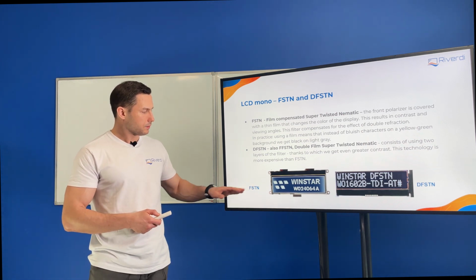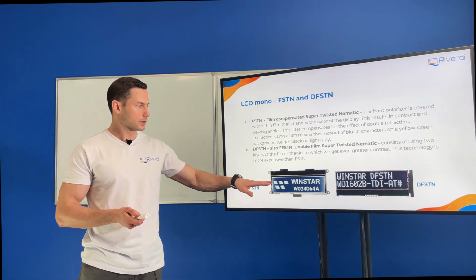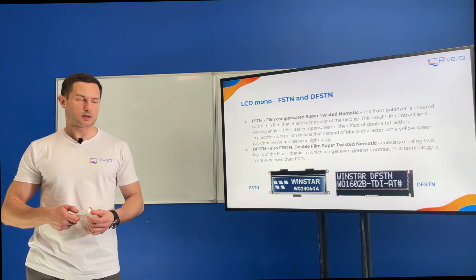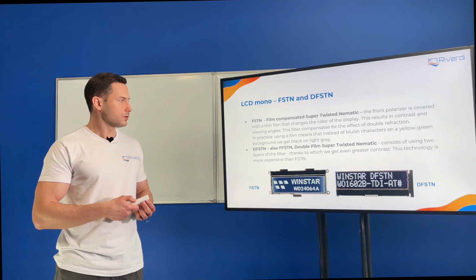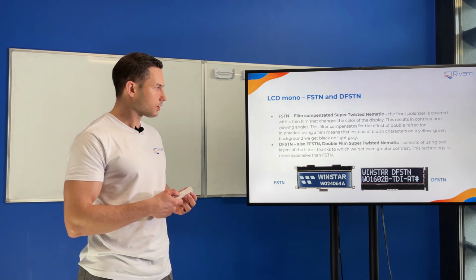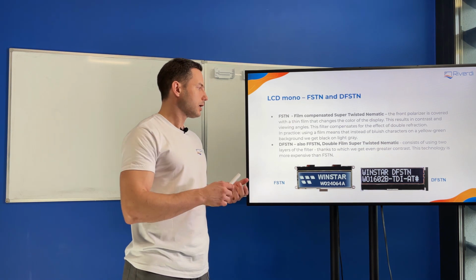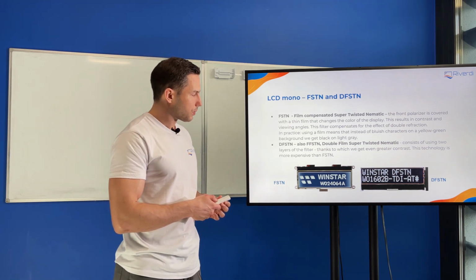As you can see here, FSTN display from Winstar company, that is our partner, and the next display is a DFSTN, so it's additional film. So we have double FSTN, so two FSTN layers, and the contrast is even better. As you see, it's more black.